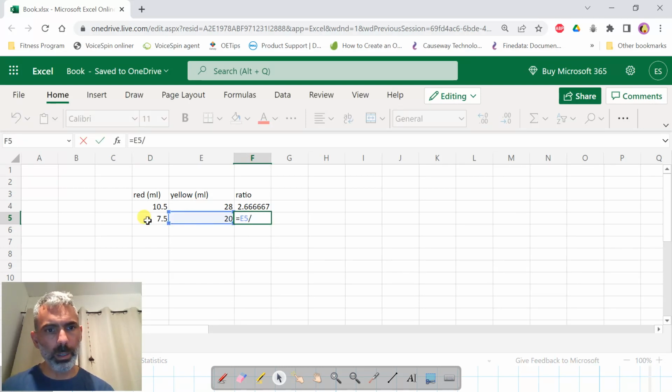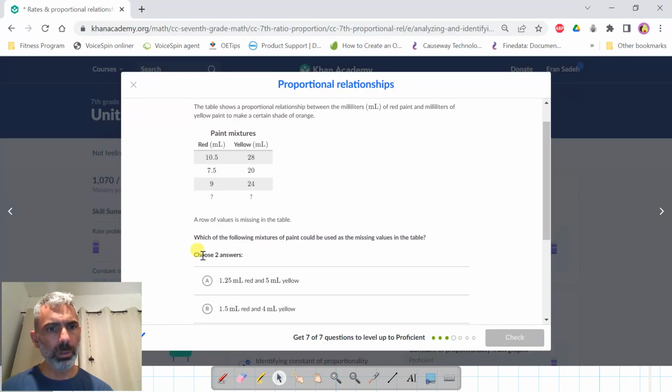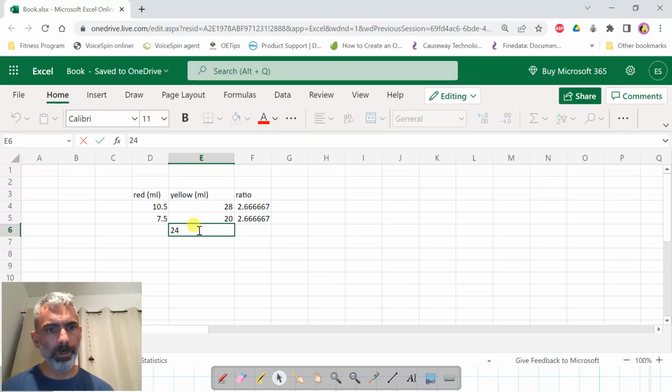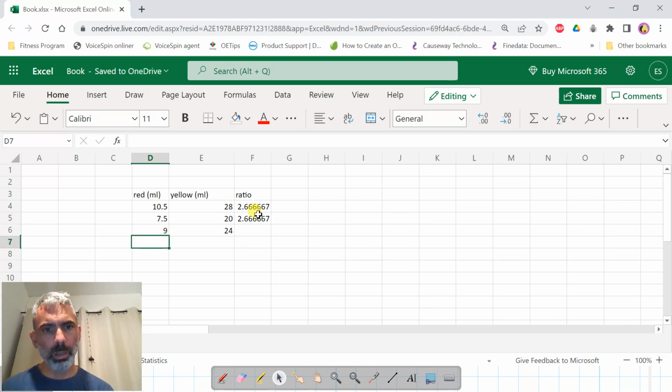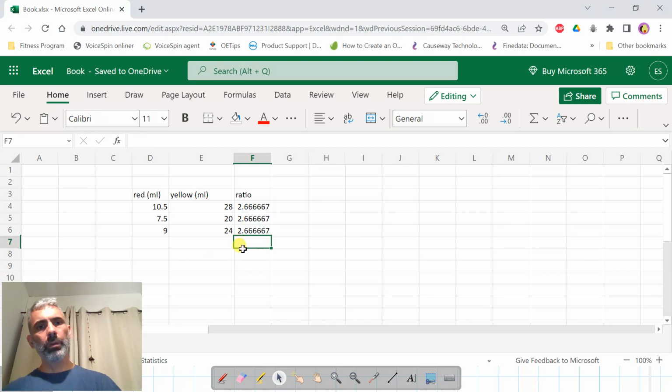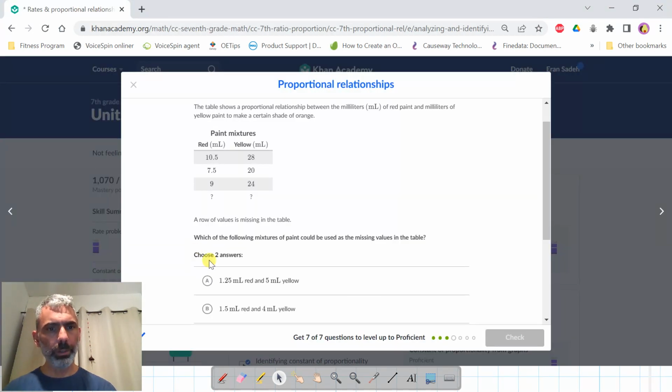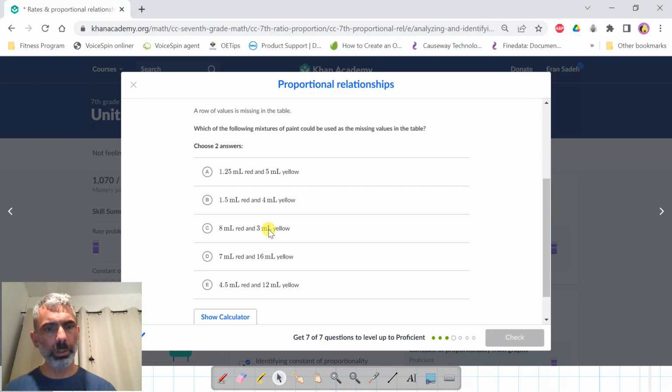20 divided by 7.5, same ratio, okay, and 24 and 9. I can copy the formula, so it's the same ratio. 2.666 repeating, 2 2/3. There are 2 2/3 more milliliters of yellow paint in the mixture than milliliters of red paint. Okay, now I need to find two answers where the ratio is the same between the red and yellow paint.